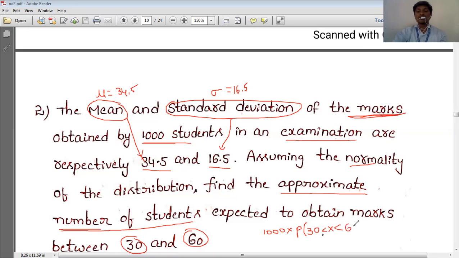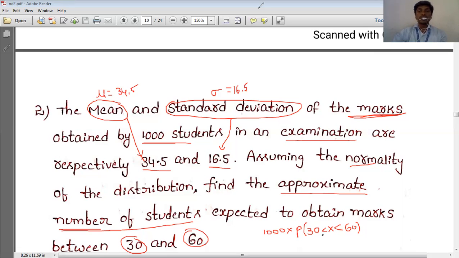So we are going to calculate 1,000 into P of 30 less than x less than 60. Between is what we are using for these two values, 30 and 60. In the same way, if you want, you can write 40 and 90 in place of 30 and 60, or 10 or 20. Like that we can write different values and calculate.